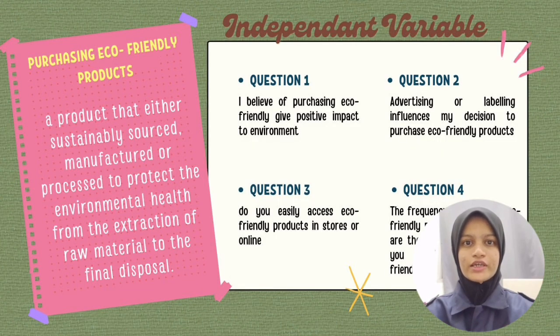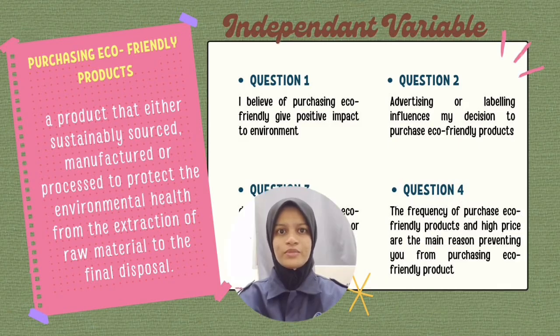Purchasing eco-friendly product is a product that is either sustainably sourced, manufactured, or processed to protect environmental health from the extraction of raw material to the final disposal. The questions given to respondents about purchasing eco-friendly products are: Belief that purchasing eco-friendly products gives a positive impact to the environment? Advertising or labeling influences my decision to purchase eco-friendly products? Do you easily access eco-friendly products in stores or online? The frequency of purchasing eco-friendly products, and is high price the main reason preventing you from purchasing eco-friendly products?